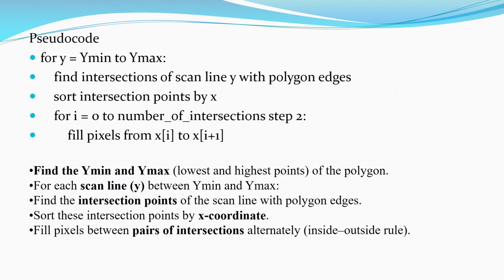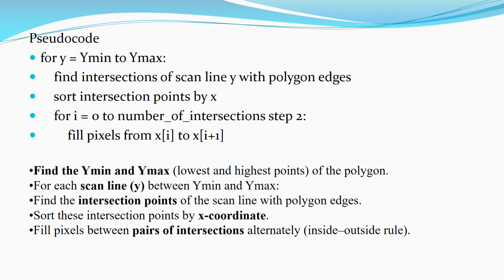First, for y equals y min to y max, we find the intersection of the scan line y with the polygon edges. Then we sort the intersection points by x coordinates. For i equals 0 to the number of intersections, step 2, we fill the pixels from x of i to x of i plus 1.